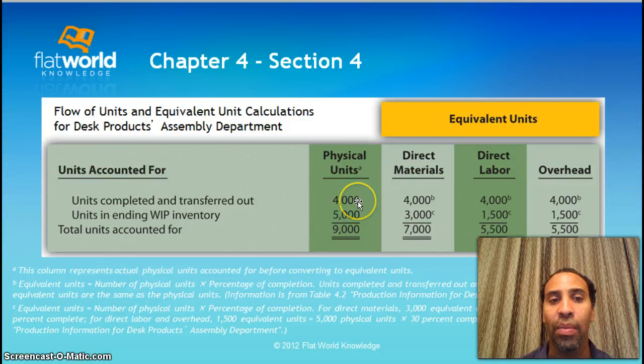So the units completed and transferred out are all going to be 4,000, and the ones in work in process inventory are going to be 5,000 for physical units, because that's how many in total. 3,000 for direct materials, that's the 60%, and 1,500 for both of these because that's the 30%. And you have total units accounted for: 9,000 physical, 7,000 in direct materials, 5,500 for direct labor, and 5,500 for overhead. These three numbers you will use a little bit later.